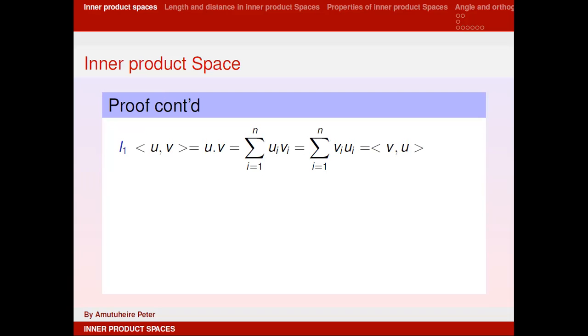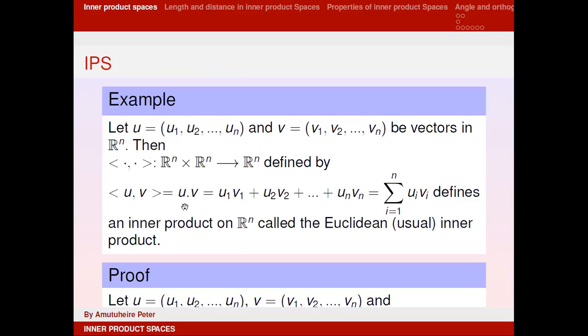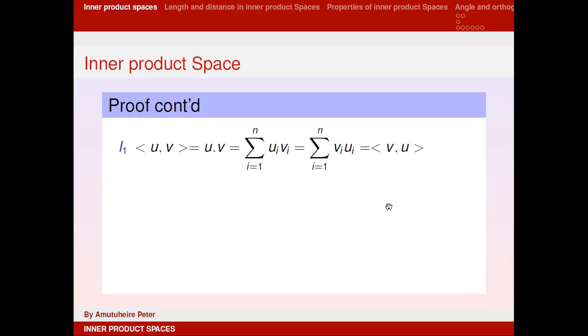So I1, we called it the symmetry, says that the inner product of U and V is supposed to be the same as the inner product of V and U. So we compute the inner product of U and V. It is the same as the dot product of U and V, which is the sum from i is 1 up to n of Ui Vi, because when i is 1, I have U1 V1 plus, when i is 2, I have U2 V2, and so on.